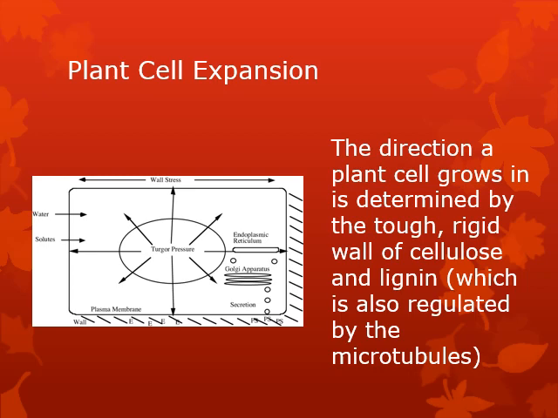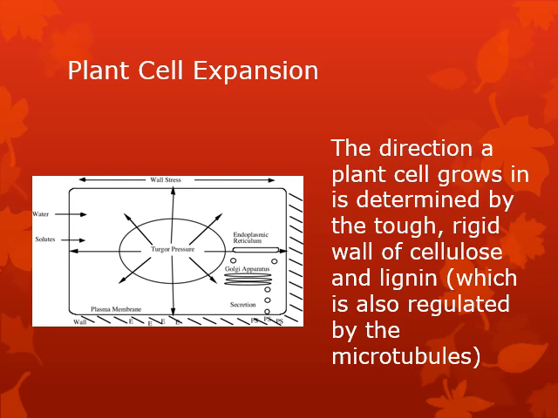The direction in which a plant cell grows, because they don't turn into squares, they turn into rectangles, is determined by the direction of the cellulose and lignin. So where do you have a lot of lignins and a lot of cellulose being expressed? Typically it's on the side walls, not the end walls. So you have lots and lots of lignin here, less lignin there. That's the weak spot.